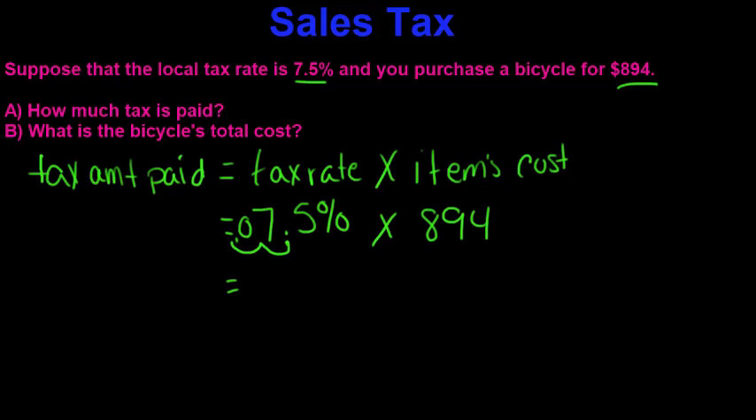So now we have 0.075 times 894. So plug 0.075 times 894 into your calculator, and that's going to give you $67.05.